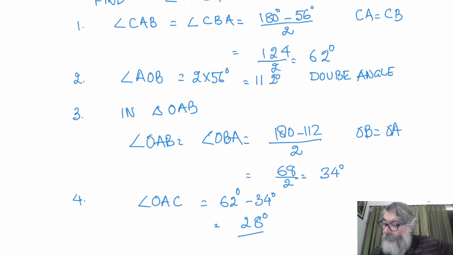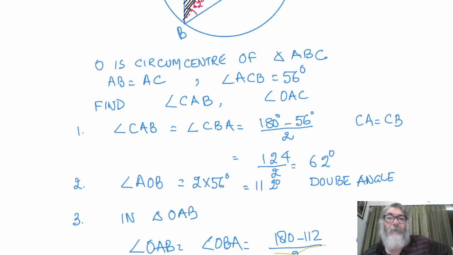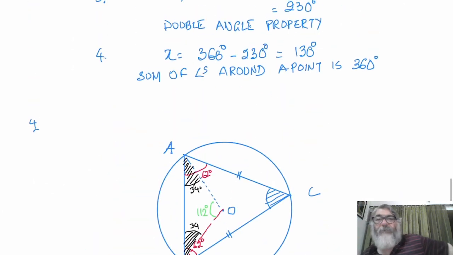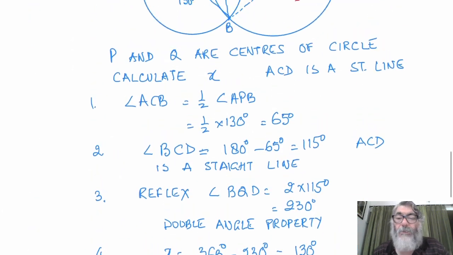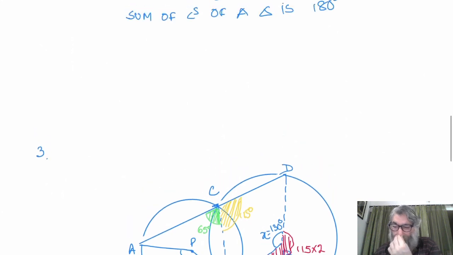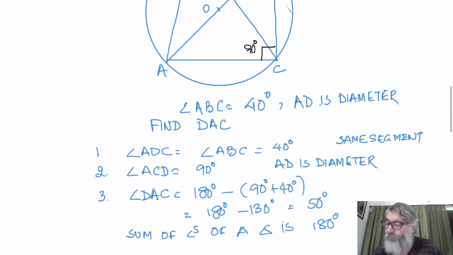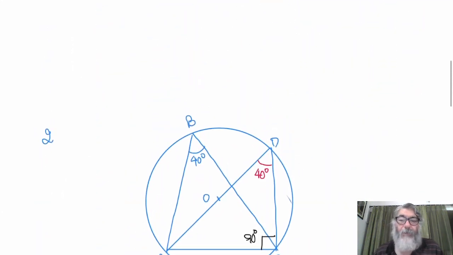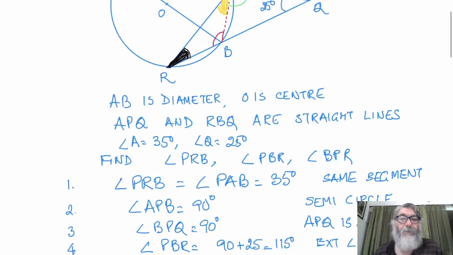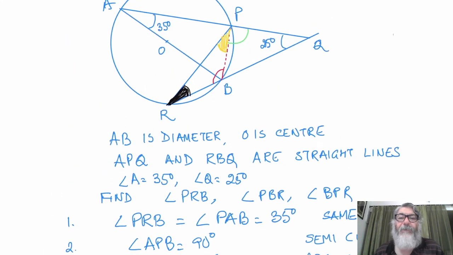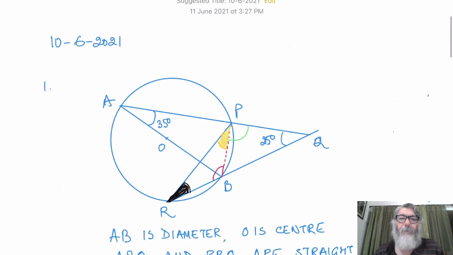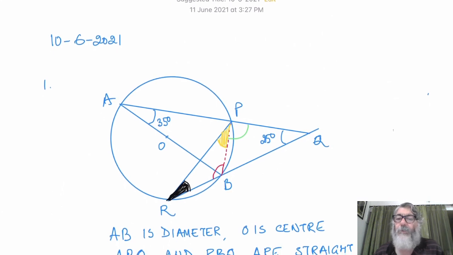I have tried to do everything properly with different colors. I have indicated the angles with different colors. I have written all the reasons in all these 4 questions, and I'm sure you should not make a mistake while doing this. You should be able to understand very clearly, and we are still doing the problems based only on the fourth theorem, the double angle theorem.